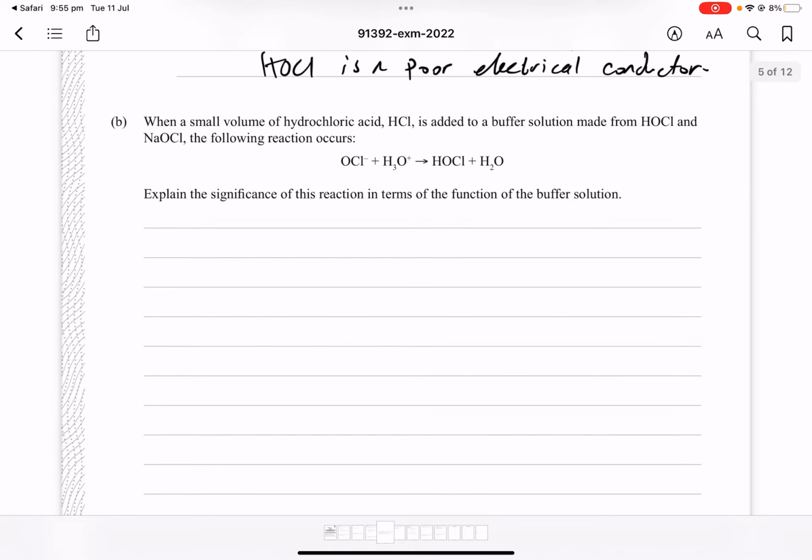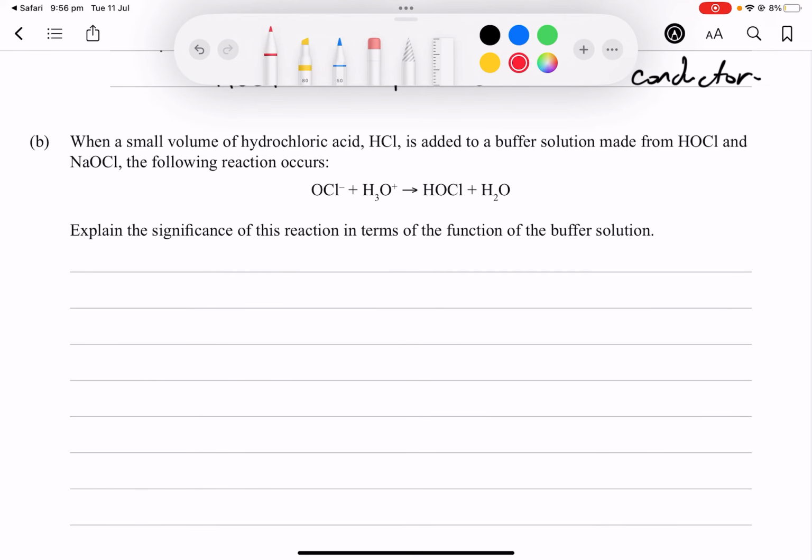Okay, so let's look at question B. When a small volume of hydrochloric acid is added to a buffer solution made from HOCl and NaOCl, the following reaction occurs. OCl minus is going to react with some hydronium ions to form HOCl and H2O. So explain the significance of this reaction in terms of the buffer solution. In this case, we have the basic component of the buffer, OCl minus ions, and that reacts with the excess hydronium ions to form HOCl and H2O. This is significant because once we add the excess hydronium, it reacts away with the OCl minus ions in the solution.